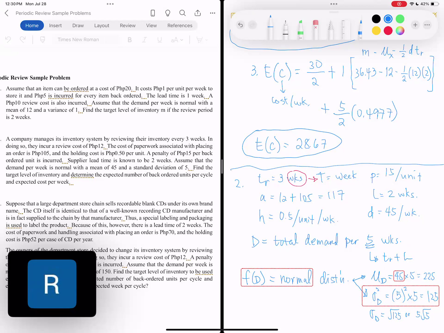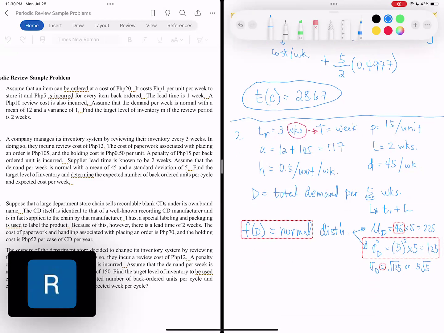This is very important in the calculation if it's a normal distribution. Again, sigma per 1 week. We have no notation because D is the average demand for 1 week or for period capital T. Your random variable is just X and capital D. So the sigma for 1 week is 5. You square that to make it the variance for 1 week, and then you multiply by 5 weeks, which is your TR plus L. So then you get the sigma.